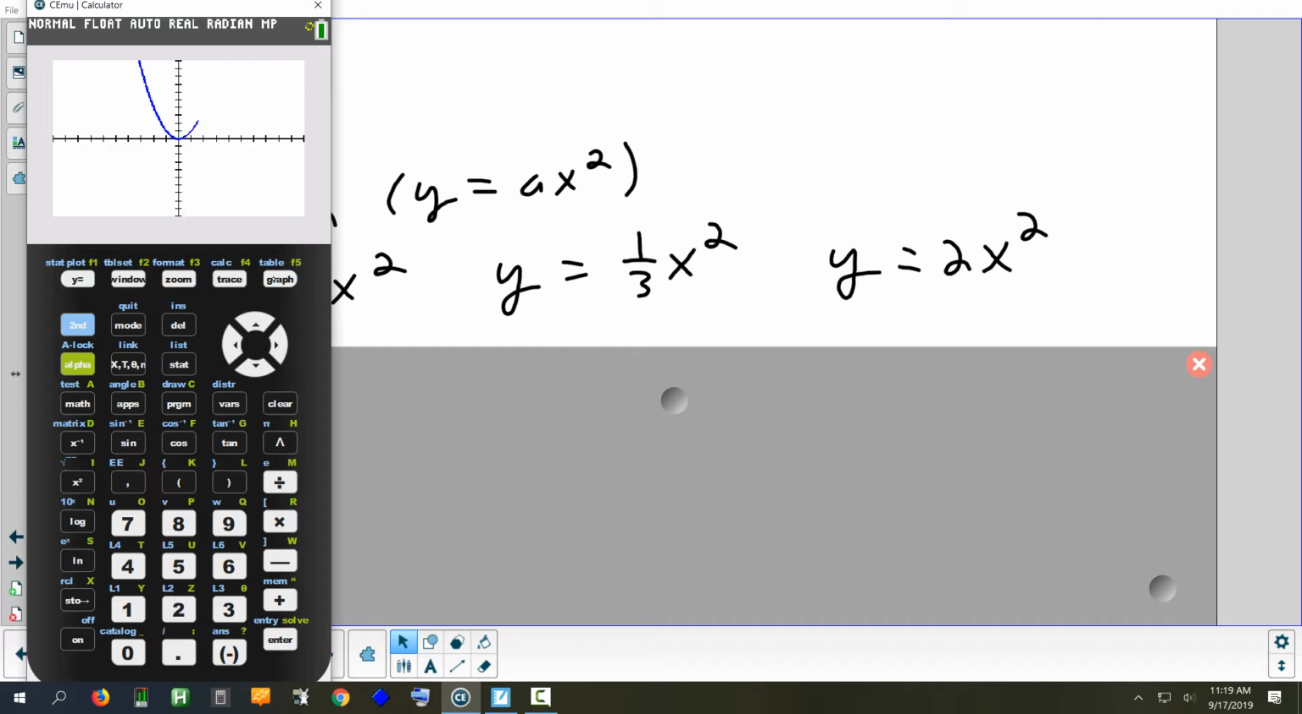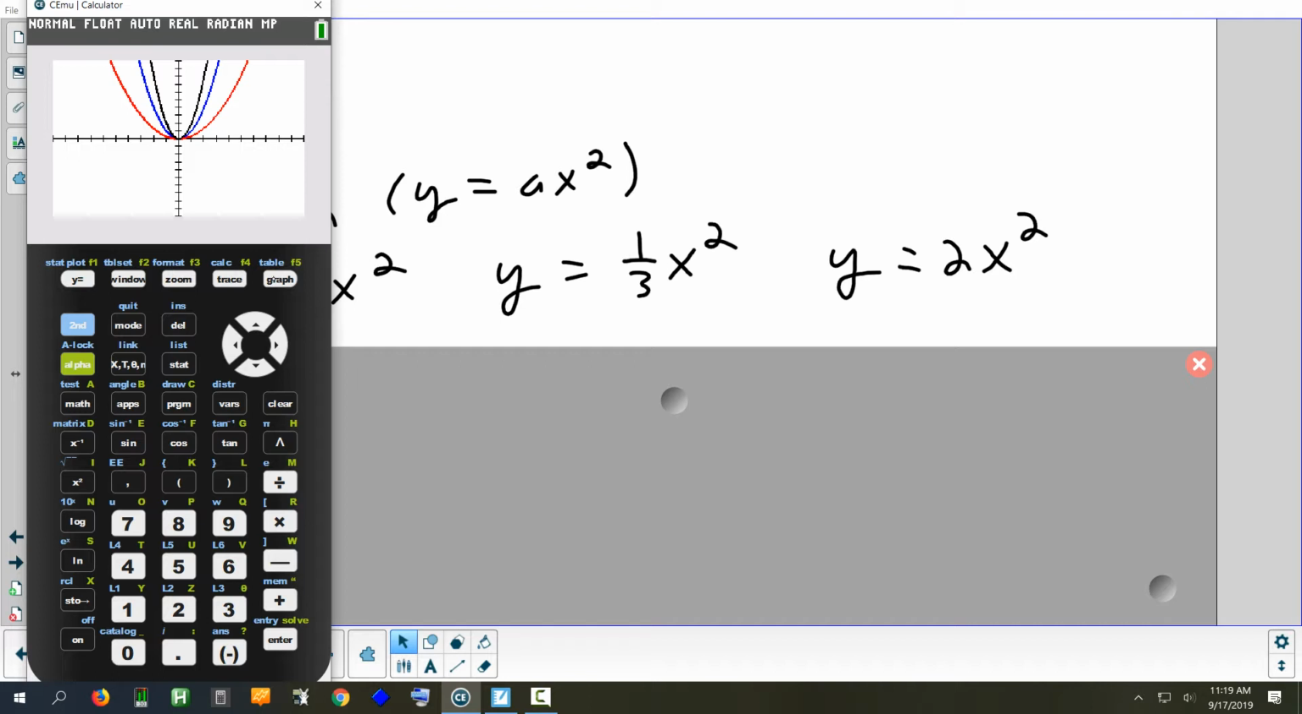So the blue is the original. That's the 1/3 x squared. And the one in black is the 2x squared. So what did changing that number do? Yeah, Jared. It widened it or made it more narrow.